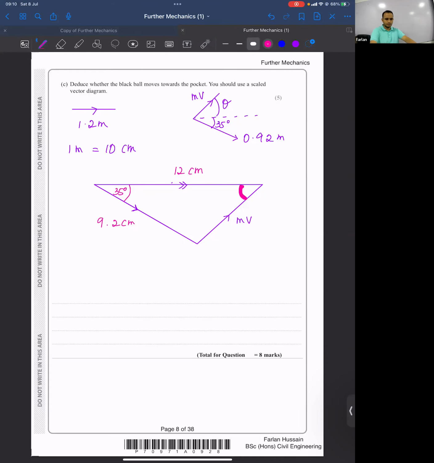Can you? I believe you have your protractors. No? Shall I share the protractor?